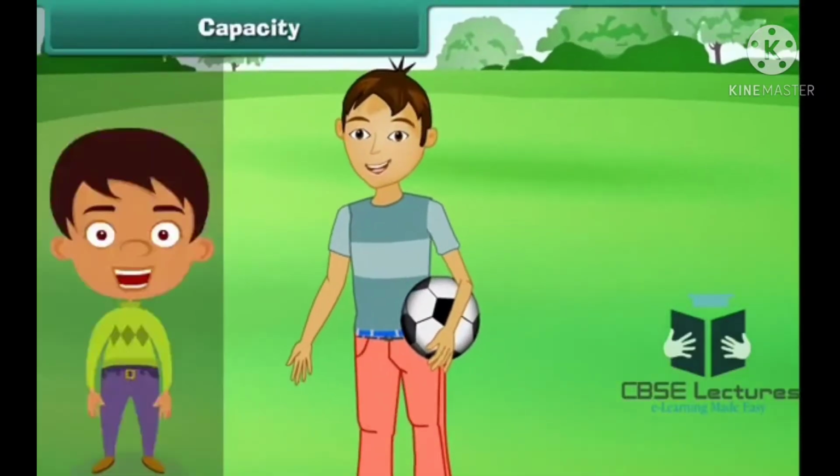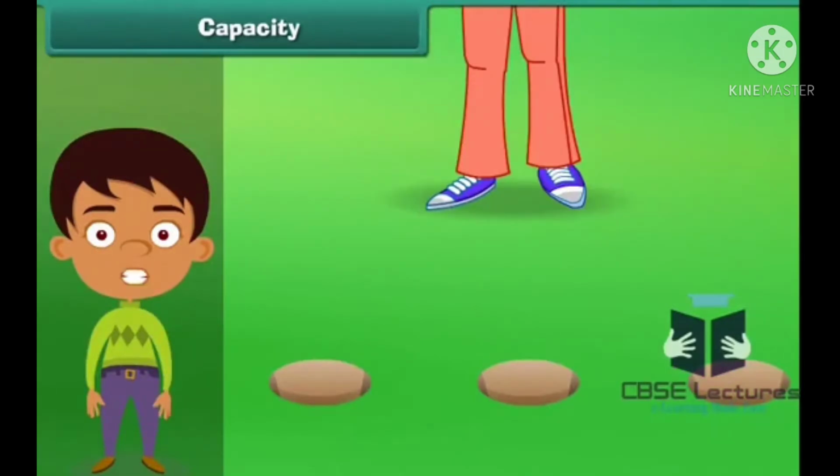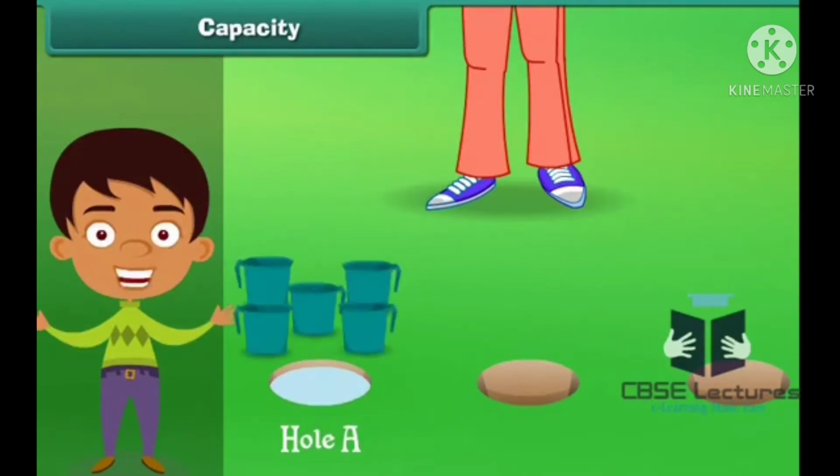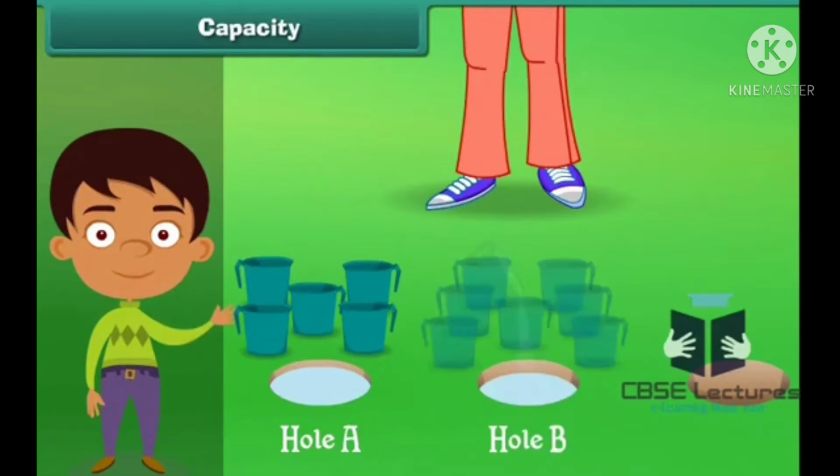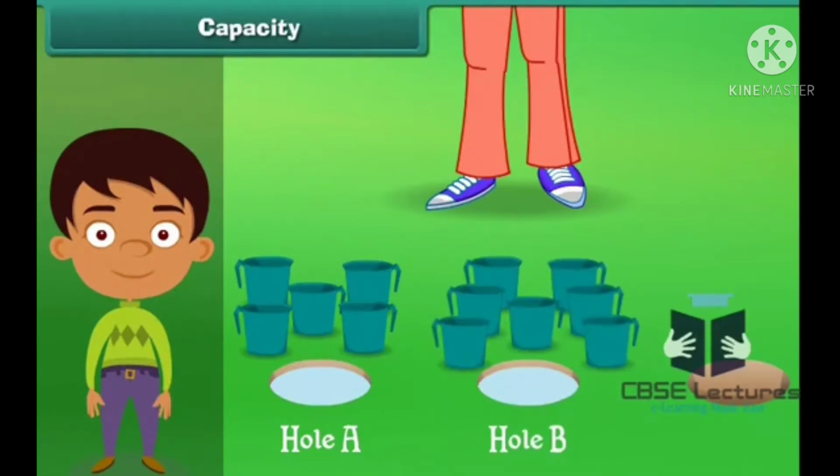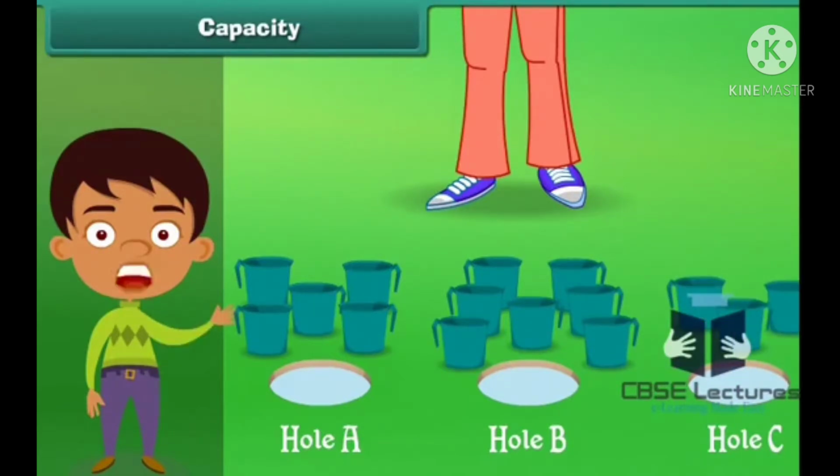Ramu was playing in the garden. He saw 3 holes in the garden. He decided to fill them with water. He filled hole A with 5 mugs of water, hole B with 7 mugs of water, and hole C with 3 mugs of water. Now tell me which is the biggest hole? Yes, hole B is the biggest hole.